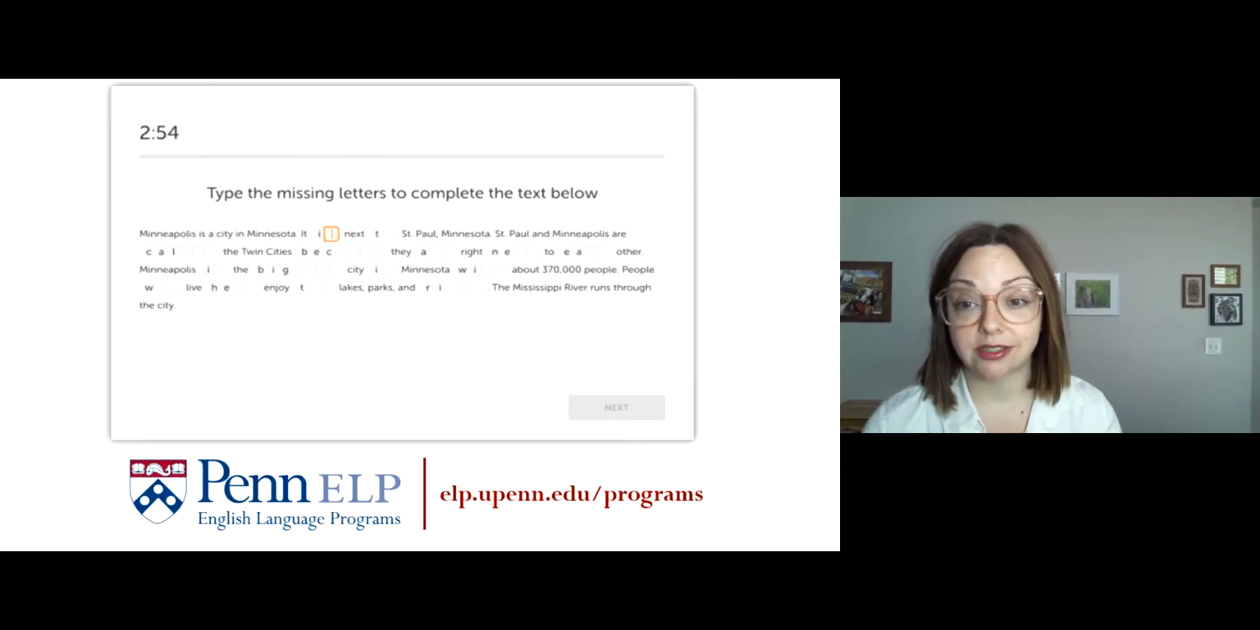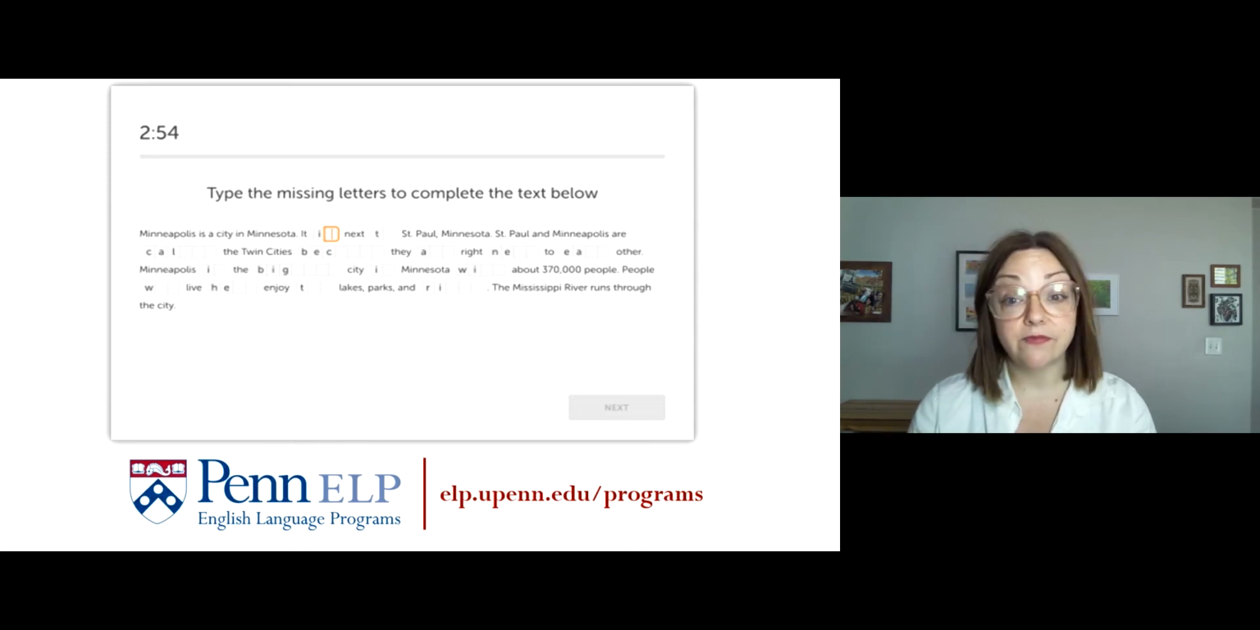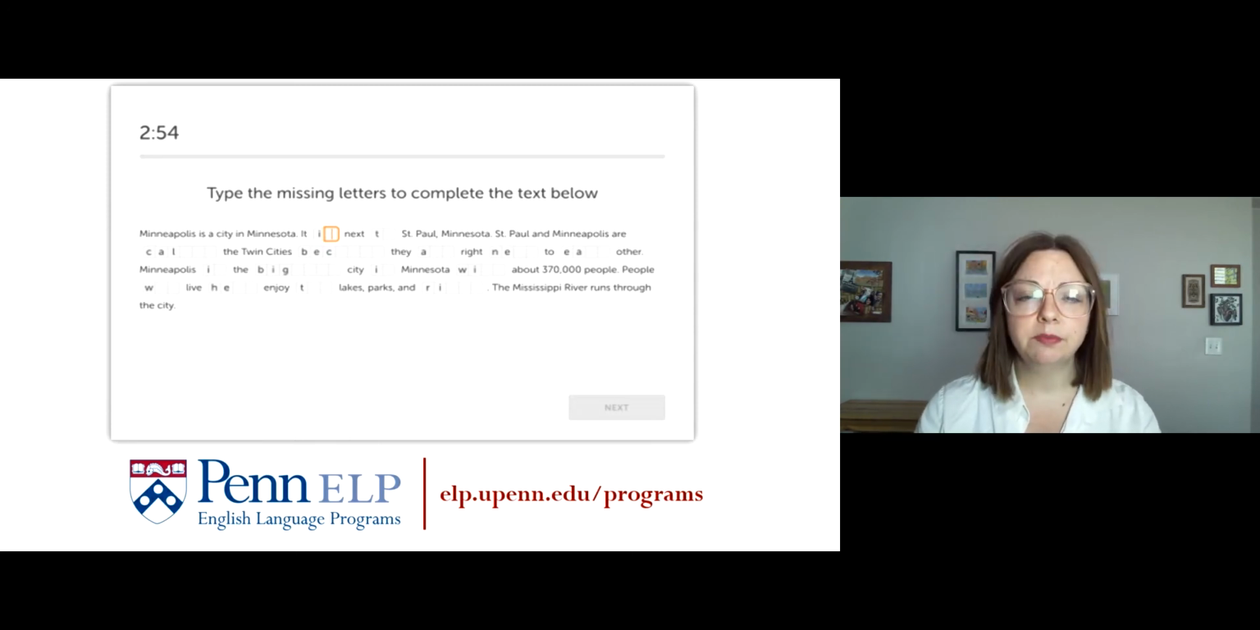Now, let's take a look at what this type of question is actually asking you to do. Again, let's start with the directions. Type the missing letters to complete the text below. You can see there are 5 sentences, and in some places, parts of the words are removed.